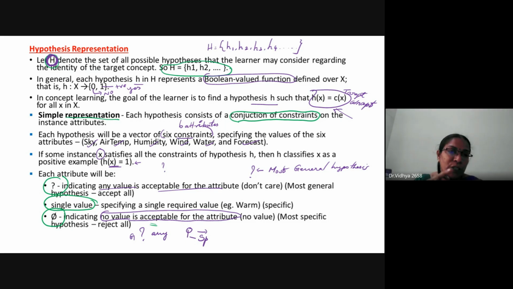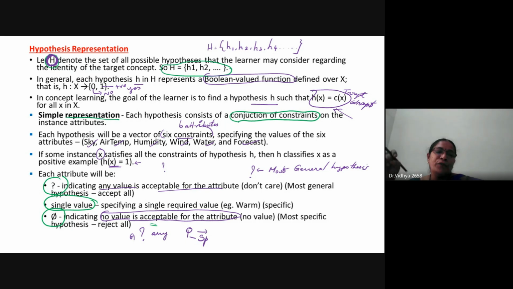So in this hypothesis representation, you learned about H. H means a set of hypotheses. Each hypothesis is a Boolean valued function. Obviously there are positive examples and negative examples. When the developed hypothesis is suitable to all the attributes of one particular example, then you will get a positive result, so it is a positive example. Otherwise, it gives you a negative result, so it is a negative example.